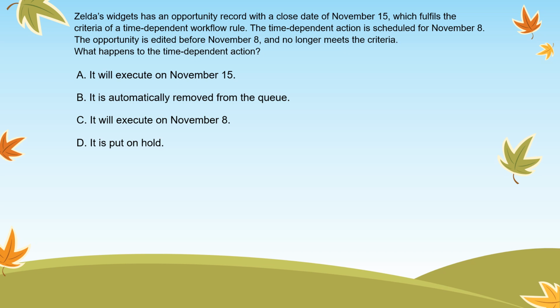So here's the thing with time-dependent actions. They remain in the workflow queue as long as the workflow rule criteria is still valid. If the record no longer matches the rule criteria, Salesforce will remove it from the time-dependent actions queue. So it will not execute on November 15th, it will not execute on November 8th, and it's not put on hold, it's just removed.